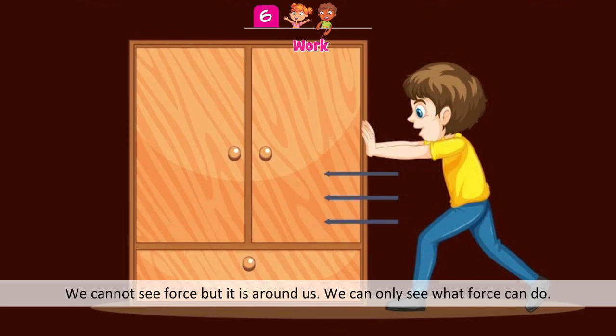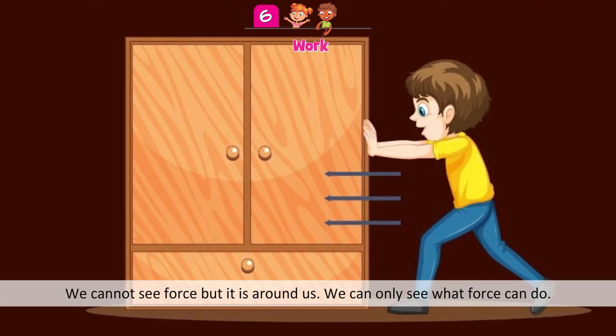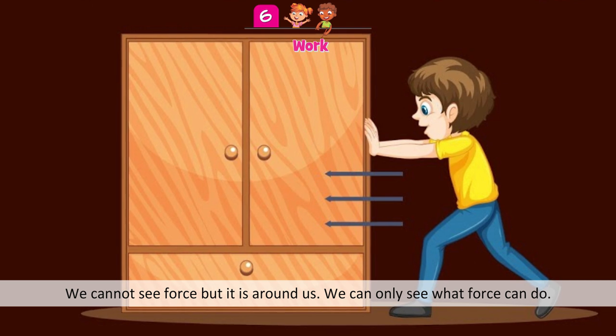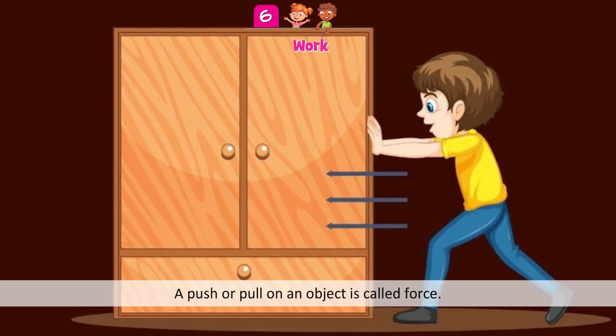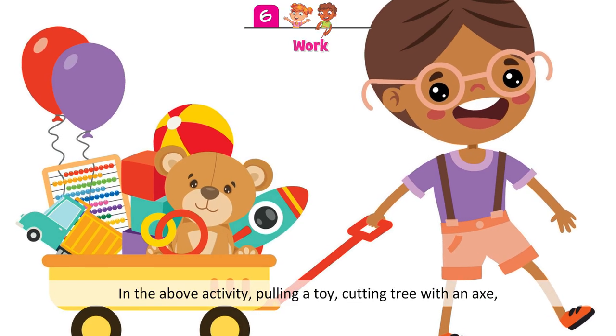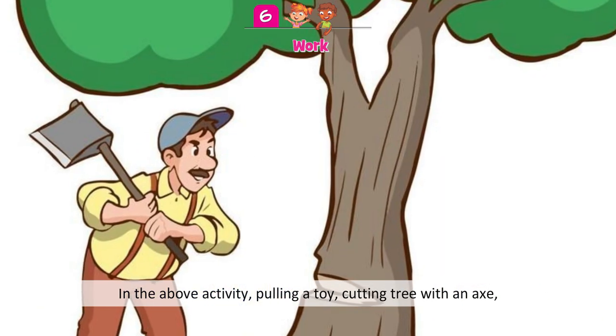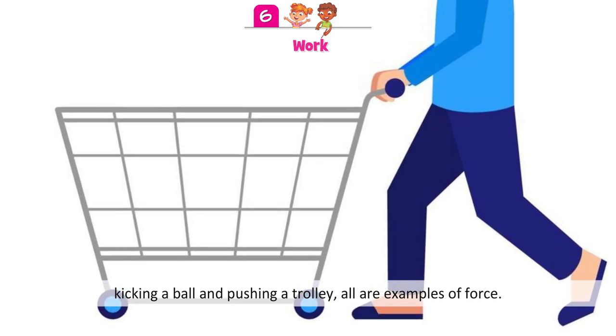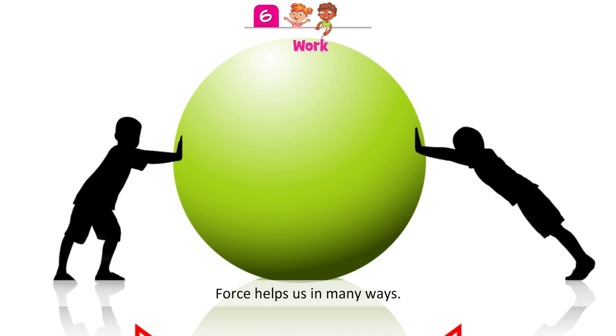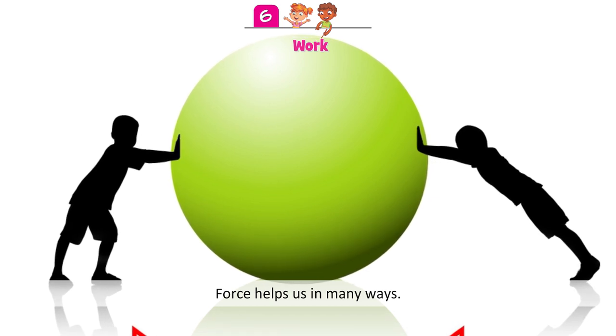Force. We cannot see force, but it is around us. We can only see what force can do. A push or pull on an object is called force. In the above activity, pulling a toy, cutting a tree with an axe, kicking a ball, and pushing a trolley are all examples of force. Force helps us in many ways.